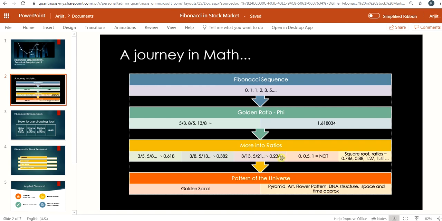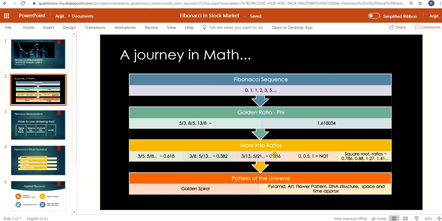Similarly, if you calculate by skipping two numbers in the sequence, calculating 3 by 13, 5 by 21, and so on until infinity, all the ratios will come to 0.236. Based on these three ratios, 0.618, 0.382, and 0.236, we can derive further ratios using the square root method, the simple ratio, or subtraction from the limit. So all these numbers, 0.786, 0.88, 1.27, 1.41, can be derived using these ratios.